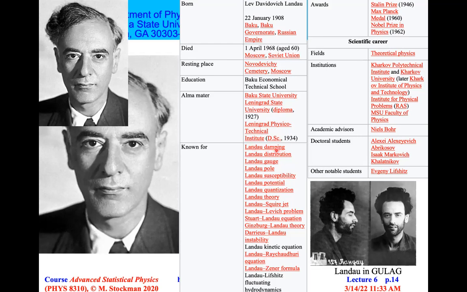He's known for Landau damping. People who did plasmonics know about this. Landau gauge, this is what we did today. Landau susceptibility, that's what we did today. This is Landau diamagnetism. Landau potential is the omega potential. It's the grand canonical potential, and I call it many times the Landau potential. This is how it's called in this area of science. Landau quantization, we just got it. It's the quantization of electrons in a magnetic field.